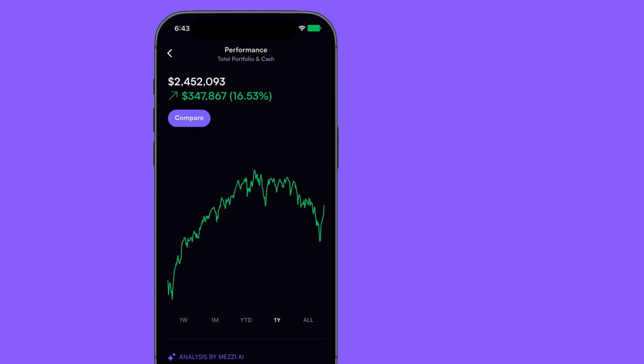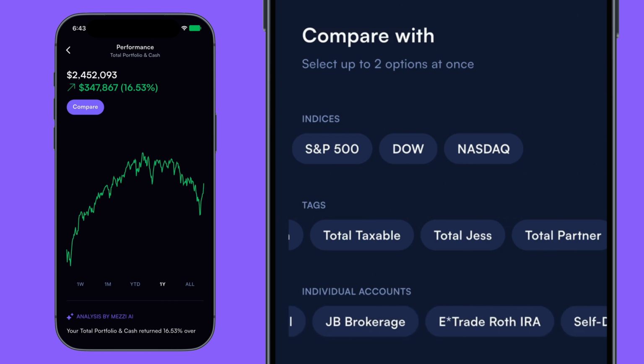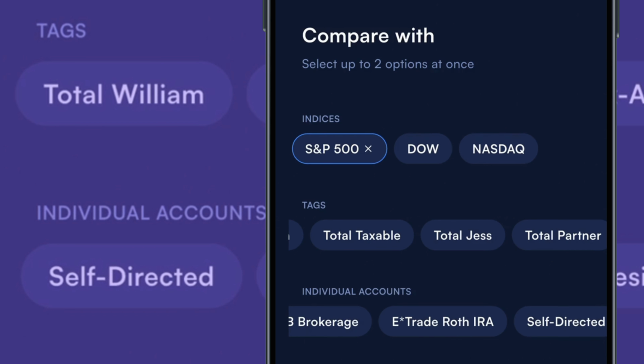So tap Compare. Here you can select up to 2 comparisons at the same time. That could be a market index, like the S&P 500, Dow, or NASDAQ, or something more specific, like an individual stock, or even one of your own accounts. This is where analysis becomes more precise. Once selected, your chart updates instantly.